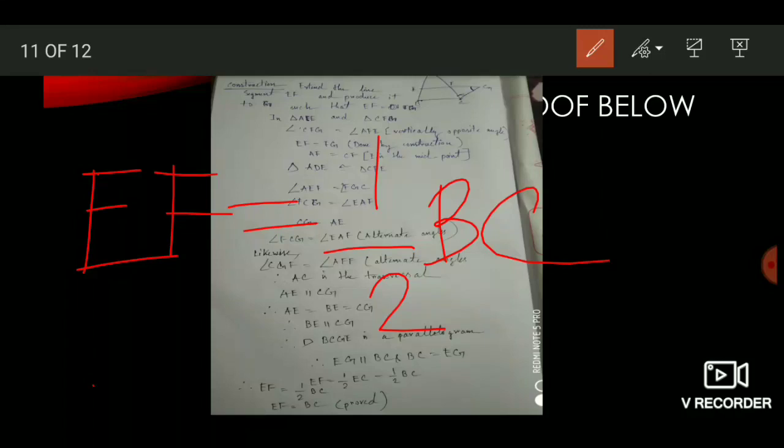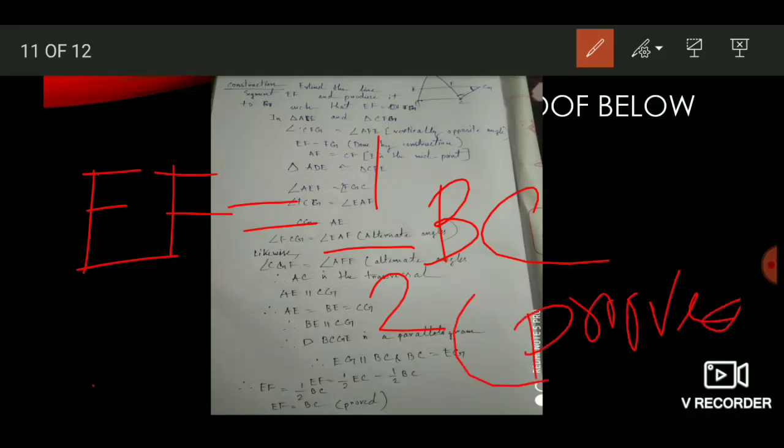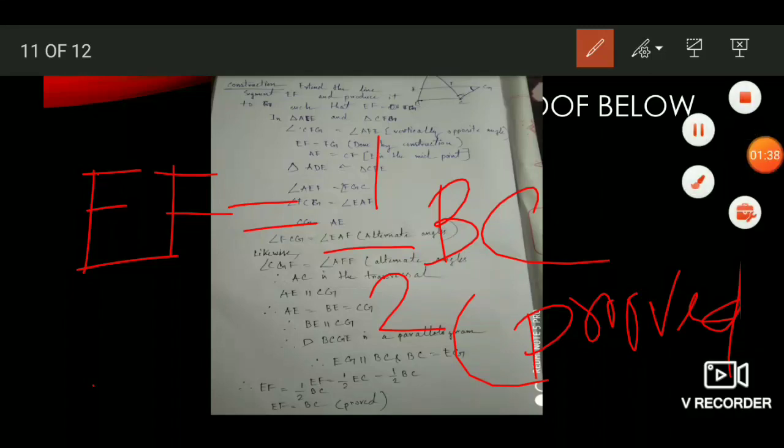So hence it has been proved that it is half of the third side, equal to half of the third side, as well as parallel to the third side.